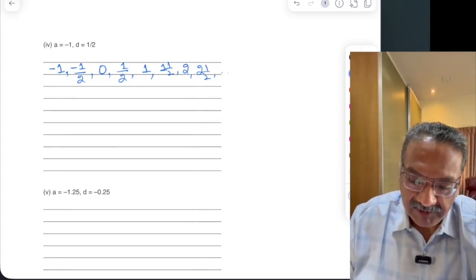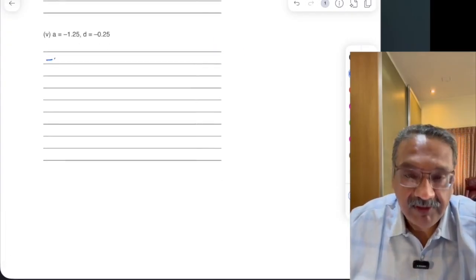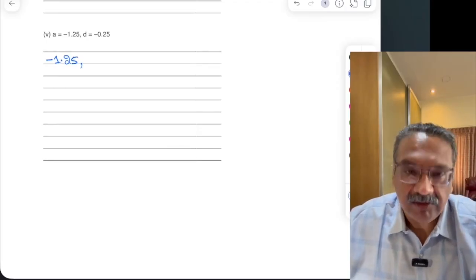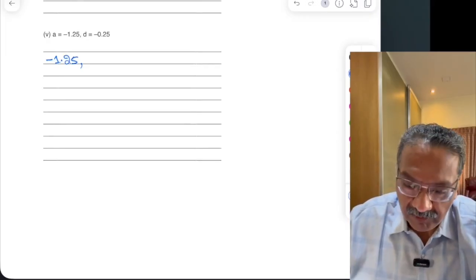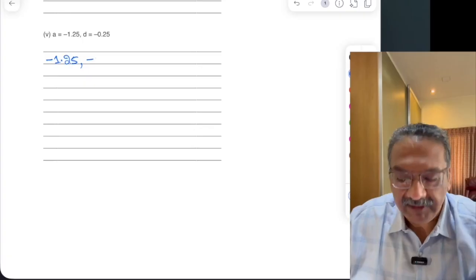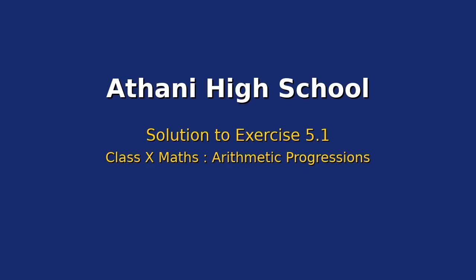Similarly, the first term is minus 1.25. Now, the common difference is minus 0.25. Please remember the minus sign here. So, it is not plus, it is minus. So, it becomes minus 1.25, and the common difference you have to add is plus of minus 0.25.